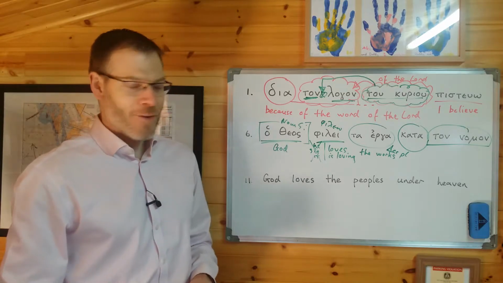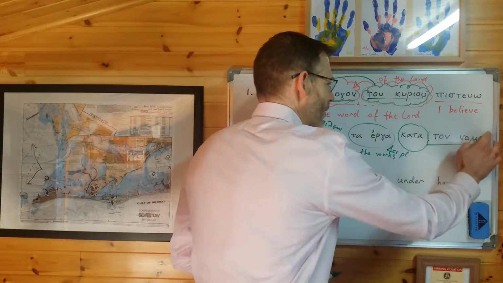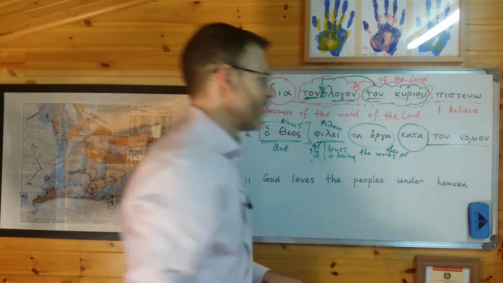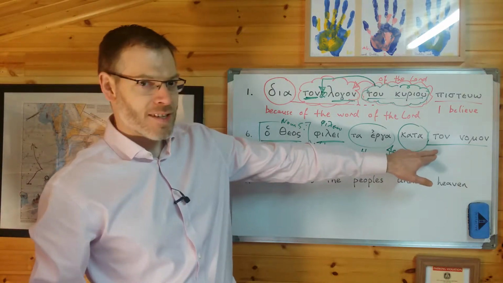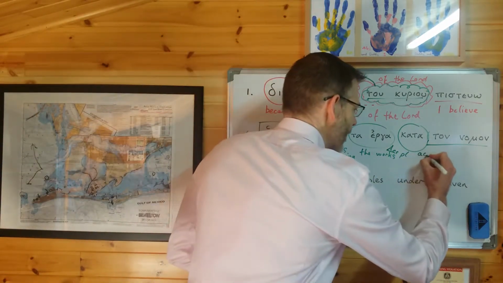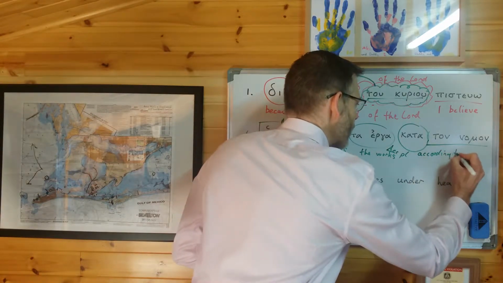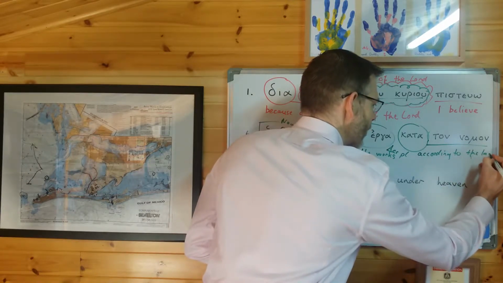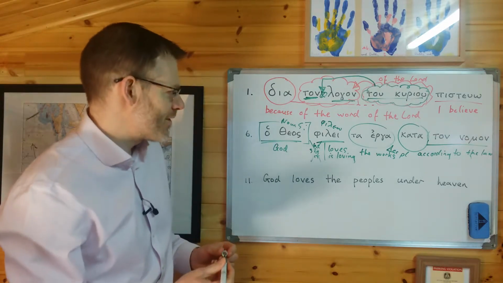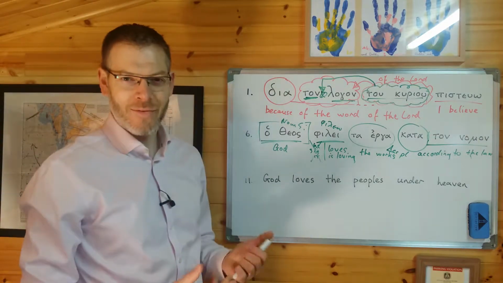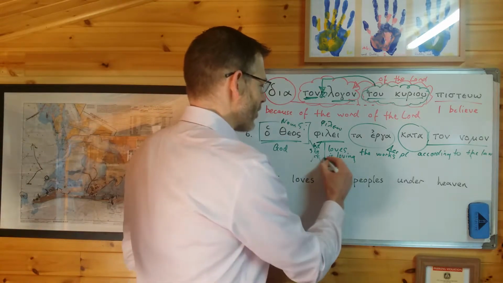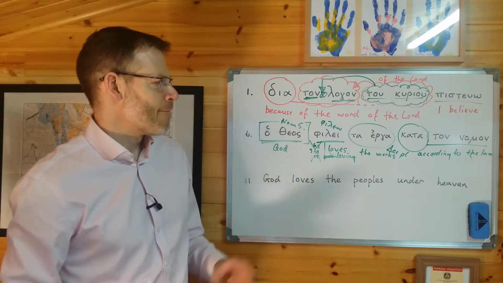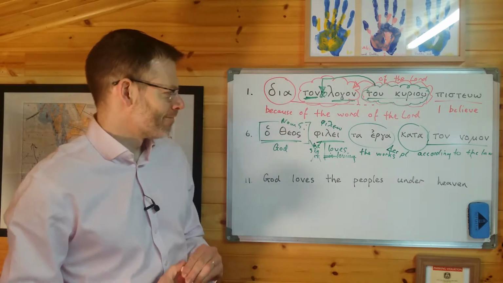Okay, now we come to that little prepositional phrase at the end. So we've got our familiar little graphic to highlight the structure of it. Kata, the preposition, ton nomon. And kata, when it governs a noun in the accusative, means according to, and then ton nomon, of course, is the law. Now, just take a look at that for a moment. God loves the works according to the law. God is loving the works according to the law. Probably it's a general statement about God's disposition towards particular works, and therefore God loves the works according to the law.